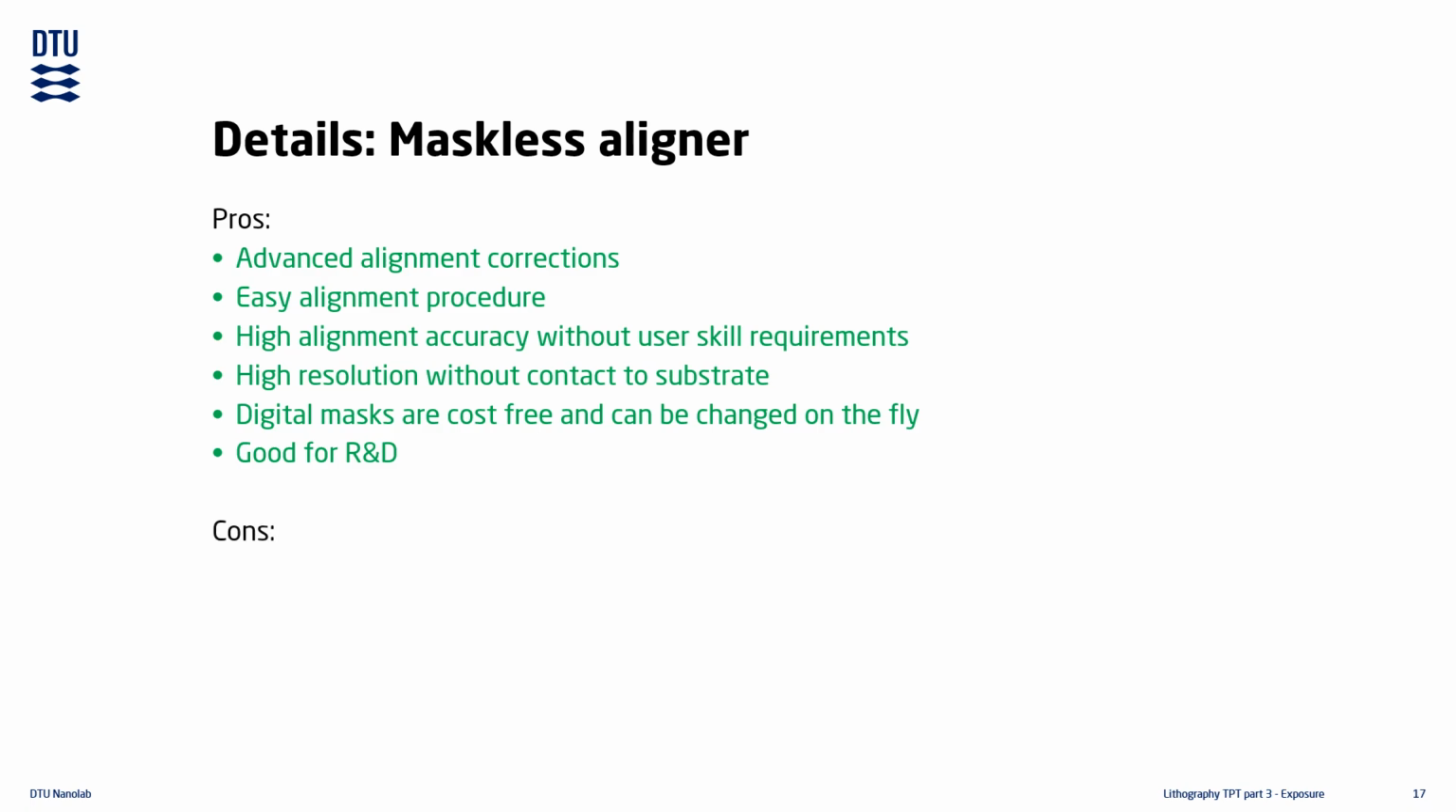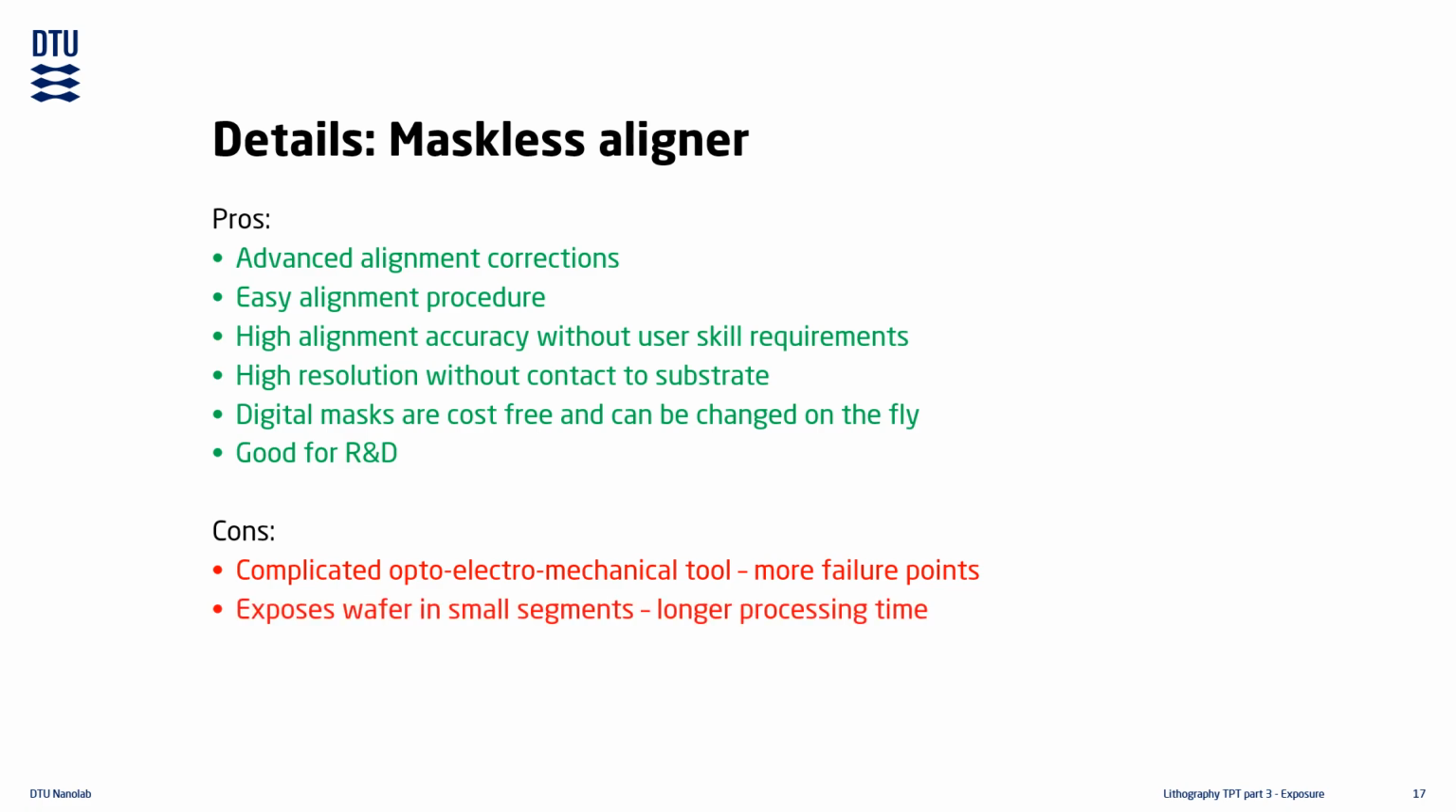On the other hand, these tools are complex opto-electromechanical tools, with quite a lot more possible failure points than the mask aligner. They also expose the substrate in small segments, which means that the processing time is usually significantly longer. Exposing a small chip may take roughly the same time, but exposing a full wafer may take 1, or even 2, orders of magnitude longer time.